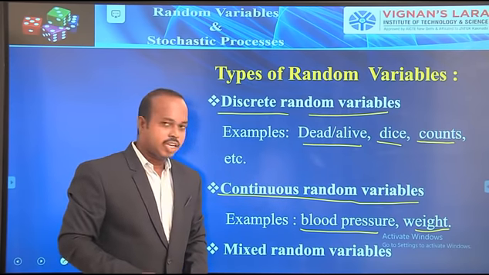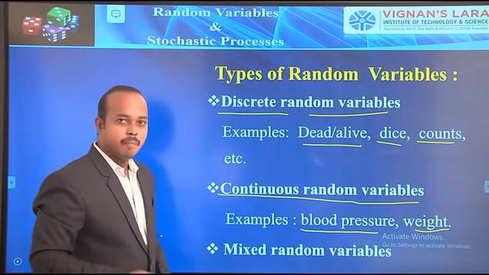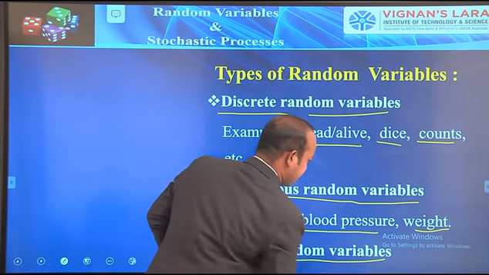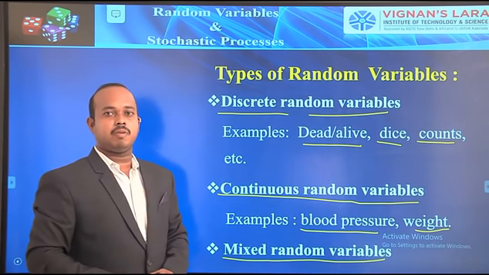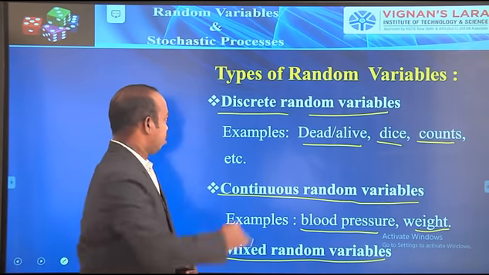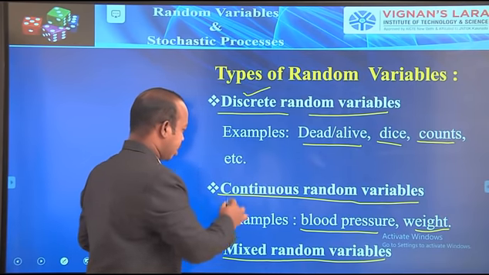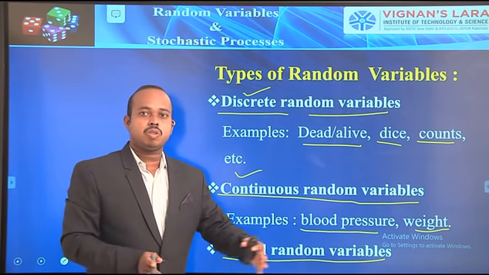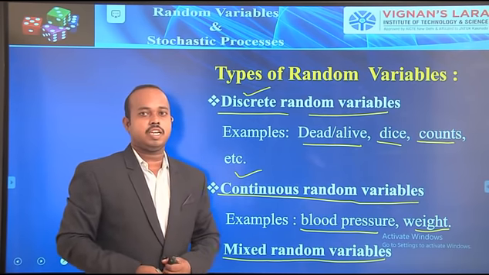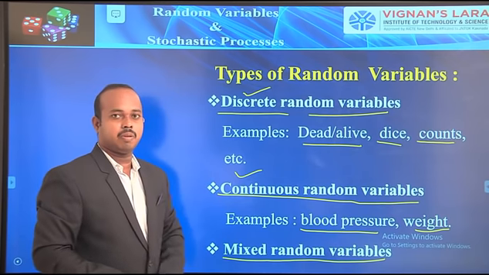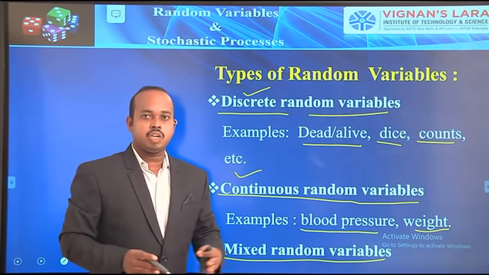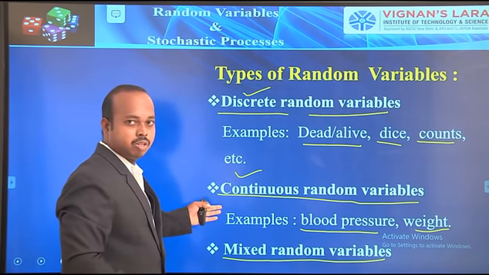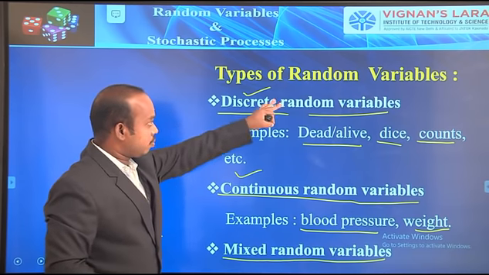The third one is mixed random variables. A mixed random variable is a combination of a discrete random variable and a continuous random variable, having both continuous and discrete parts. We call this a mixed random variable. The mixed random variable we rarely use. These are mainly the 3 types of random variables.